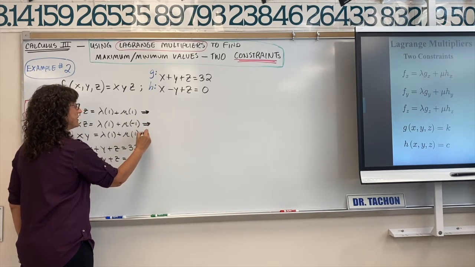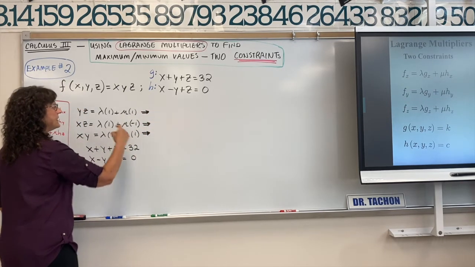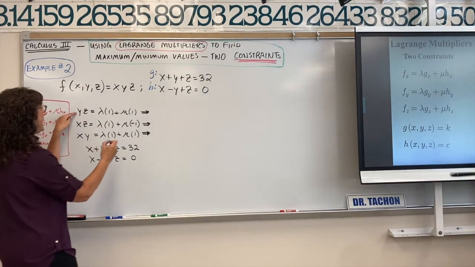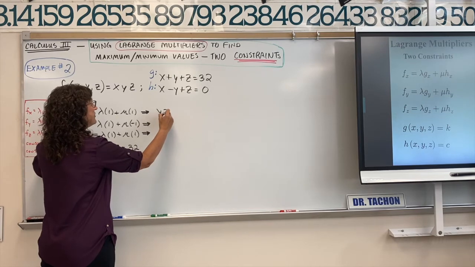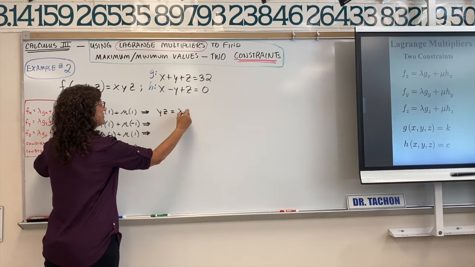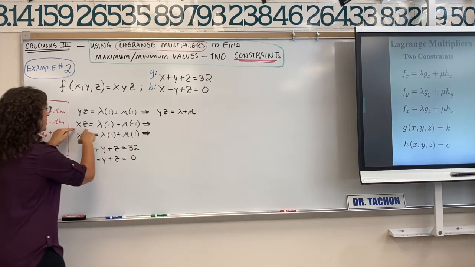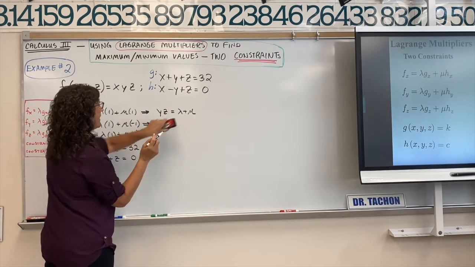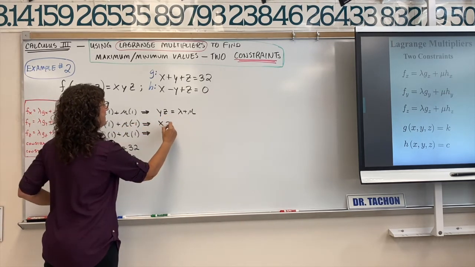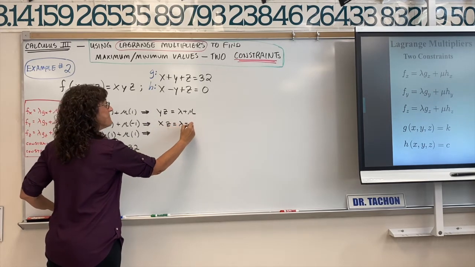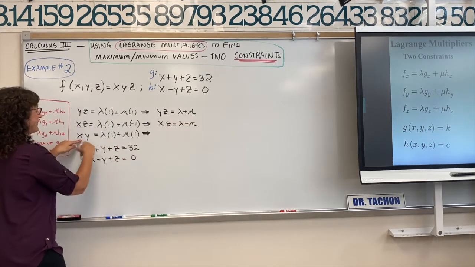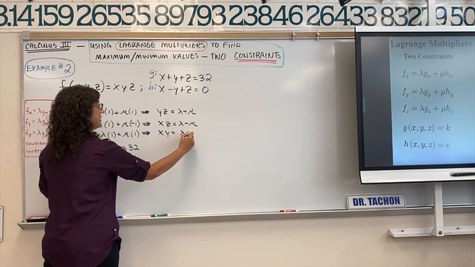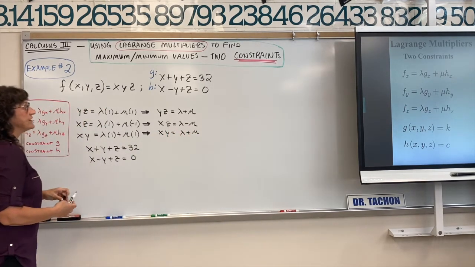So to find our critical points, I'm going to take my lambda and mu equations and simplify them a little bit. So what do I really have here without all the grouping symbols? Y times z equals lambda plus mu. What do I have here? I have x times z equals lambda minus mu. And then what do we have here? We have x times y equals lambda plus mu. All right, so we have this.